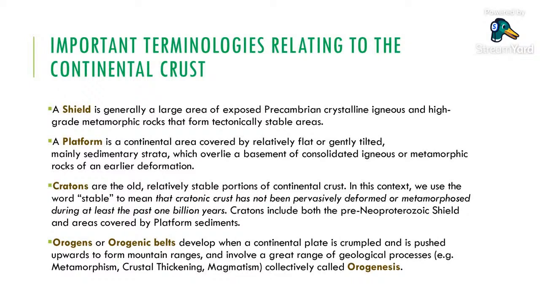Orogenic belts, on the other hand, develop where the continental plate is crumpled and pushed to form mountain ranges as a result of, like I said, continent-continent collision or continent-island arc collision, etc. And it involves a number of geologic processes: metamorphism, crustal thickening, magmatism, and then the whole process is collectively called orogenesis.